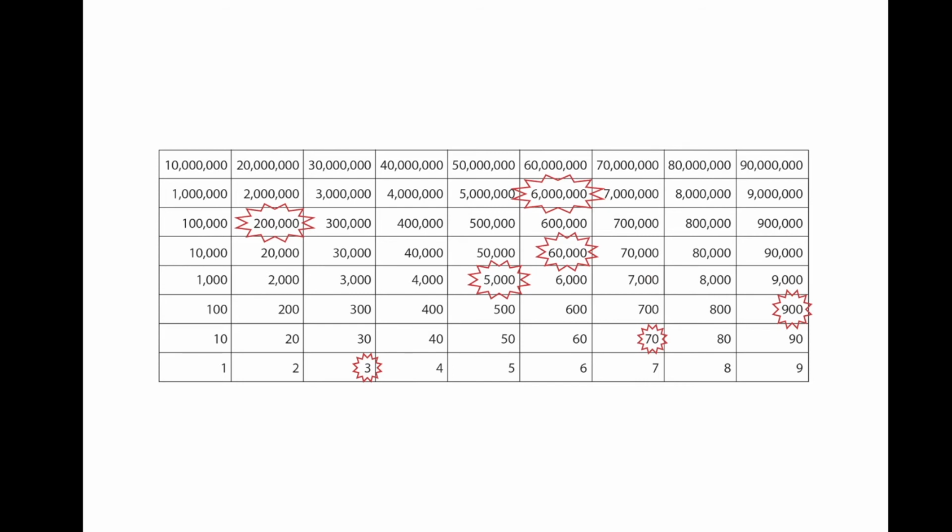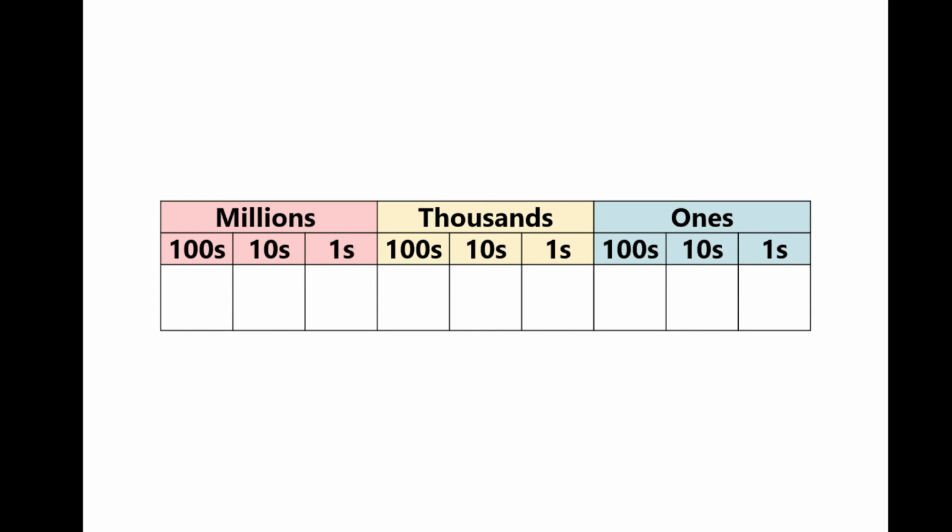Here are some parts of a number. If you put them all together, what number do we make? Name the amount that's highlighted by the stars. Put them together and tell me what number we get. Well, we get 6 million. Thousands, we get 265. 6,265,973.